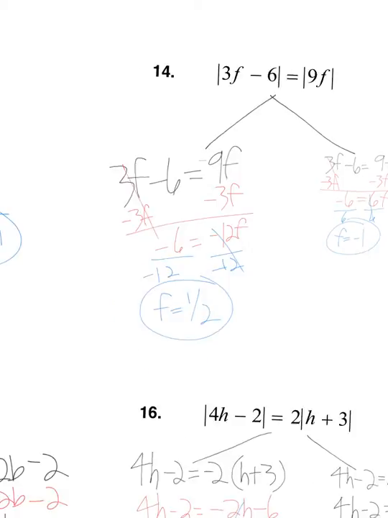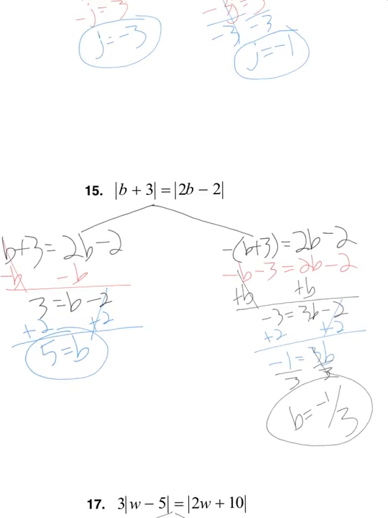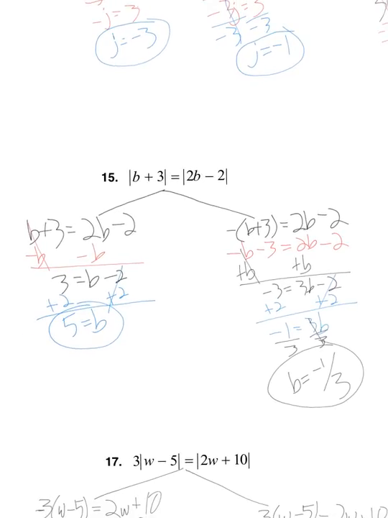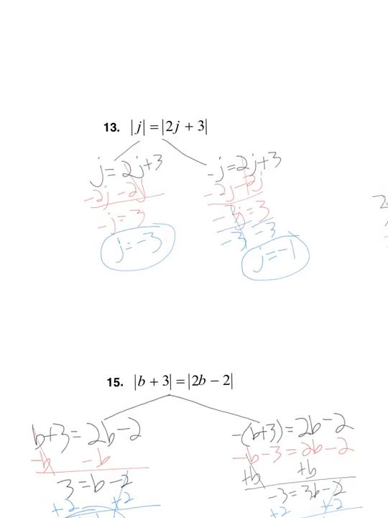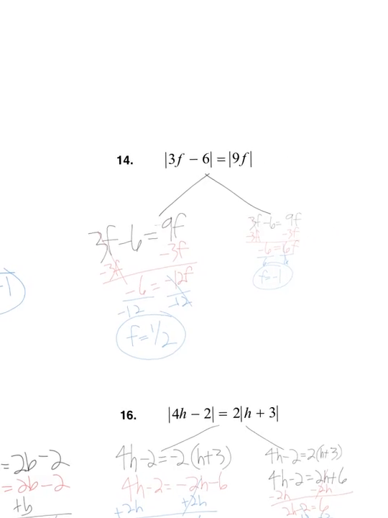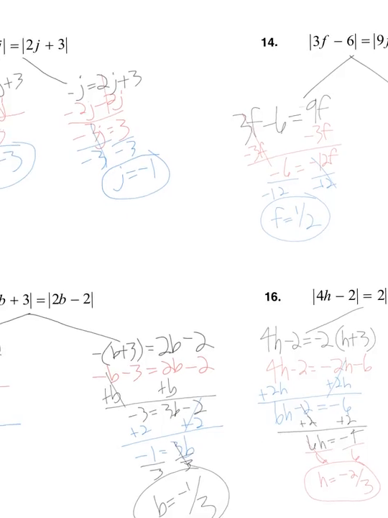Okay? Number 15. Now you have more than one term on each side. So up here, it was just a single letter, 9f. That's not a single letter, but it's like a single term still.